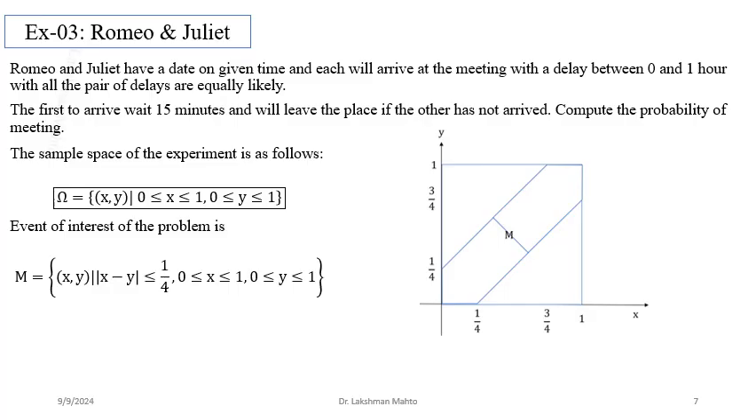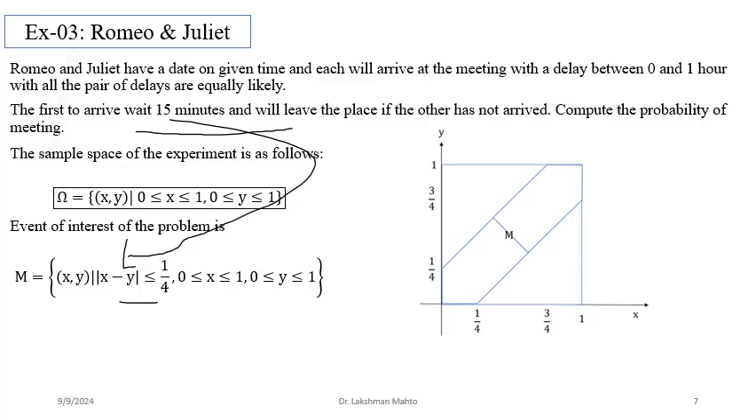Then what is the event of interest? The waiting time must be less than or equal to 15, and 15 is 1 by 4. So the difference must be less than or equal to 1 by 4. So mathematically, this is the problem. This one is a linguistic statement, and you have converted it into mathematical form. It is like that. Okay.